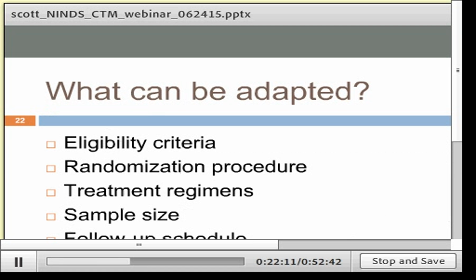In terms of what can be adapted, as far as I know, anything can be adapted in theory. I don't know anything that's ruled out in terms of adaptation. Some things that are listed as examples are eligibility criteria, randomization procedures, treatment regimens, sample size, follow-up schedules, endpoints, analytical methods, various things, and so on and so on.